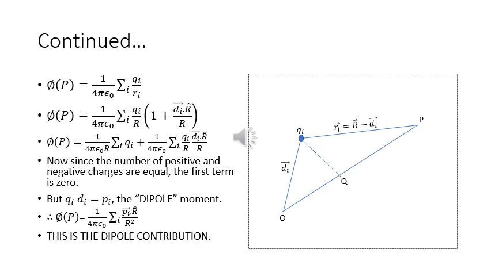So phi p is equal to 1 upon 4 pi epsilon naught summation over i qi upon Ri. So phi p is equal to 1 upon 4 pi epsilon naught summation over i qi upon R times 1 plus di dot R upon R. So phi p is equal to 1 upon 4 pi epsilon naught summation over i qi, plus 1 upon 4 pi epsilon naught summation over i qi upon R times di dot R upon R. Now, since the number of positive and negative charges are equal, the first term is 0, but qi di is equal to pi, the dipole moment. Phi p is equal to 1 upon 4 pi epsilon naught p dot R upon R square. And this is the dipole contribution.